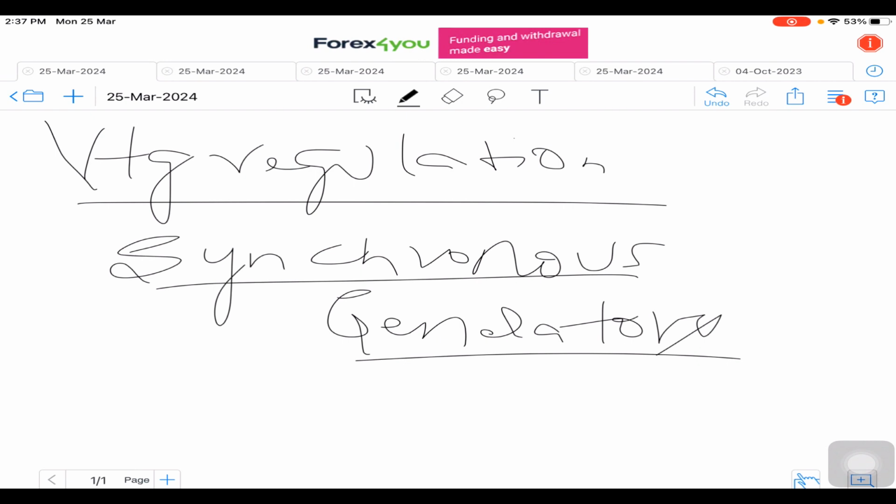Hello all. In today's topic, we are going to understand about voltage regulation in a synchronous generator. First of all, what do you mean by voltage regulation?